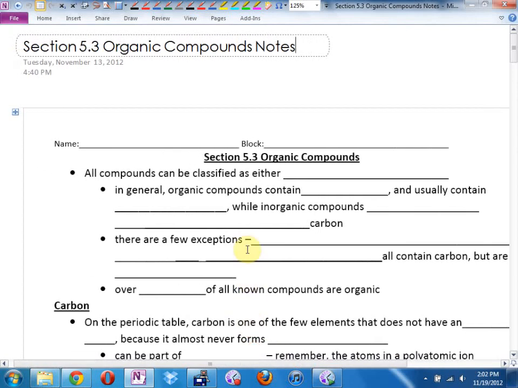Looking at organic compounds. The word organic is in the news quite a bit. People are saying grow organic or they buy organic foods. That's not what we're talking about here. We're talking about a very, very specific type of chemicals or group of chemicals.